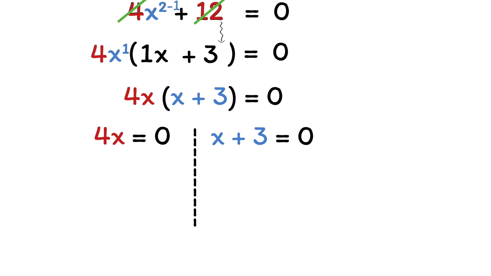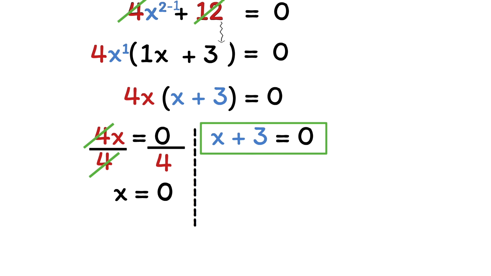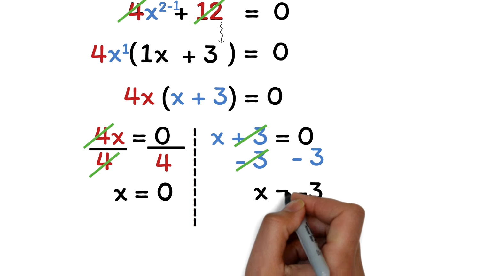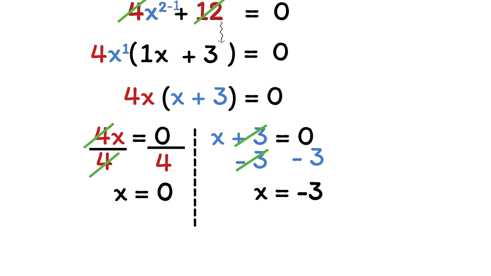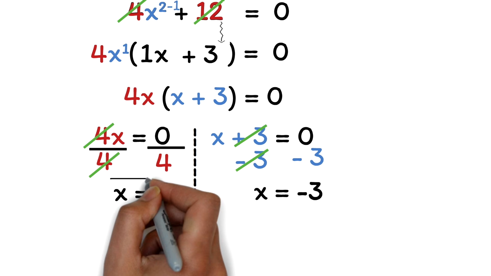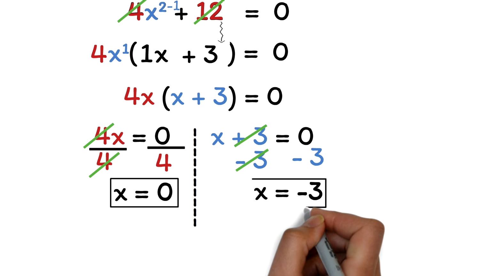Now, we solve for x in each equation. For 4x equals 0, divide both sides by 4. The 4 cancels out. 0 over 4 is 0, so x equals 0. For x plus 3 equals 0, subtract 3 from both sides. This cancels out. 0 minus 3 is negative 3. So x equals negative 3. Therefore, our final answer is x equals 0 and x equals negative 3.